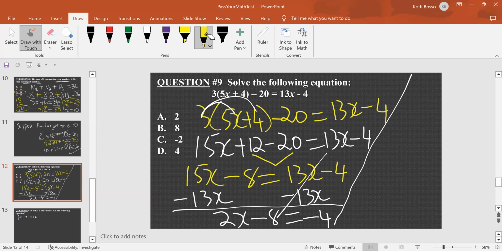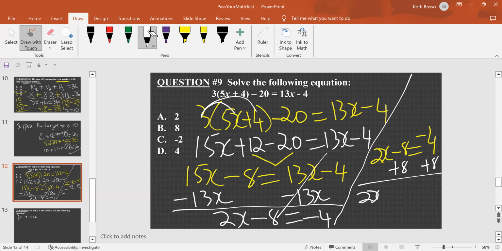So I have 2x minus 8 is equal to negative 4. If I add 8 on both sides, I get 2x is equal to positive 4. To find x, we're going to divide by 2, and we get x is equal to 2. Therefore, the correct choice is A, which is 2.